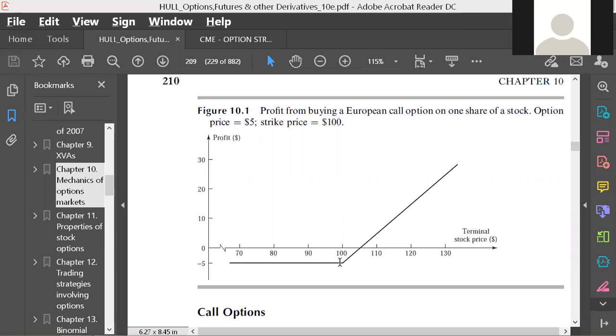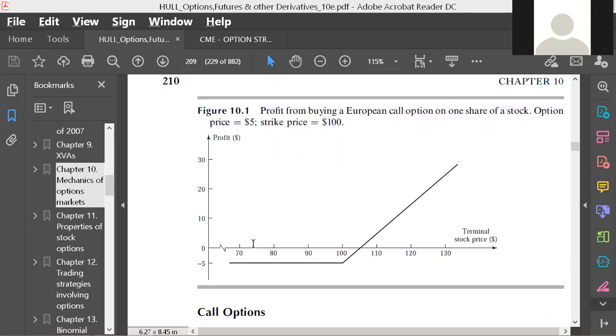Now if we come to 100, even at 100 we don't exercise because it's exactly at the money. There's no value in exercising because there are certain costs to exercising. So therefore we don't exercise even if it's at 100. So at 100 also you see the same plot when the underlying is at 100.